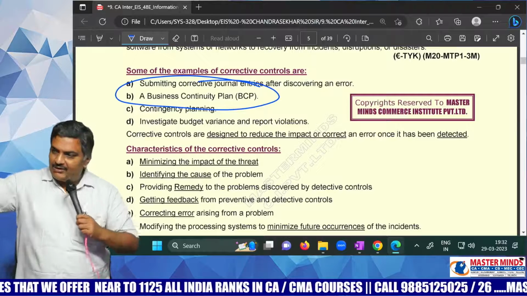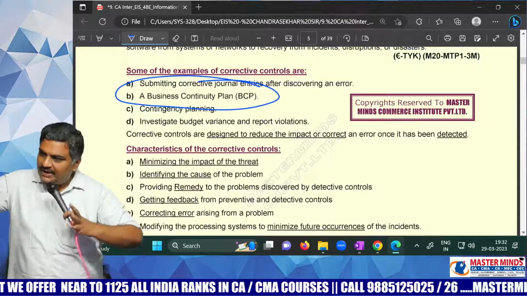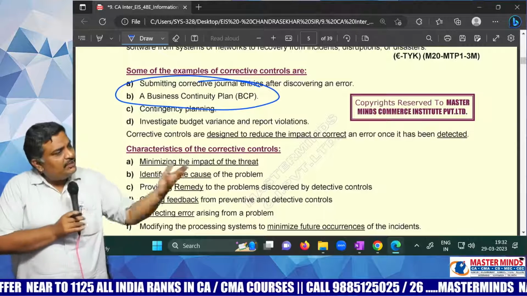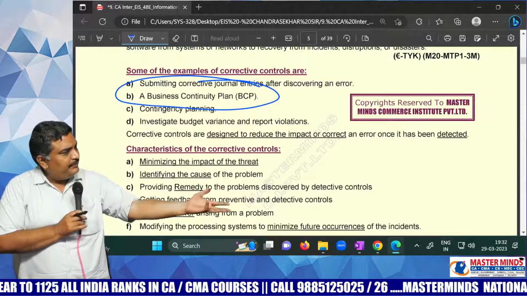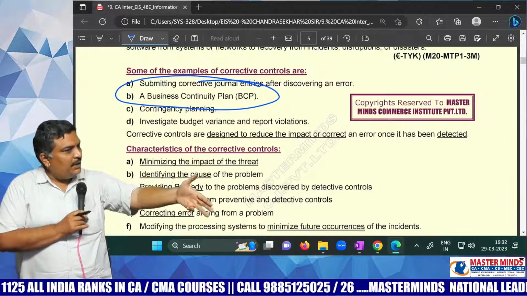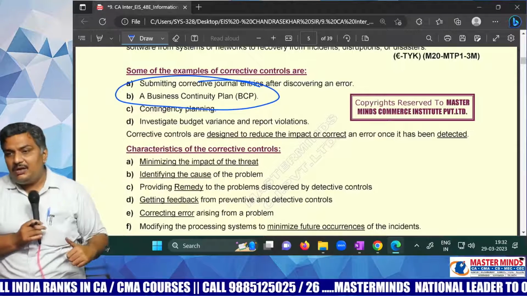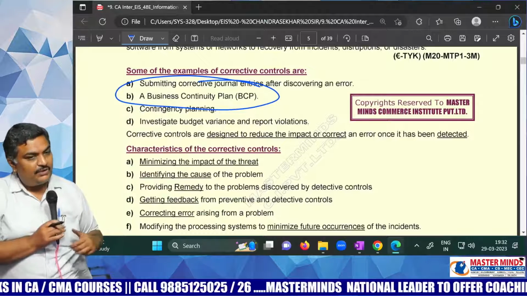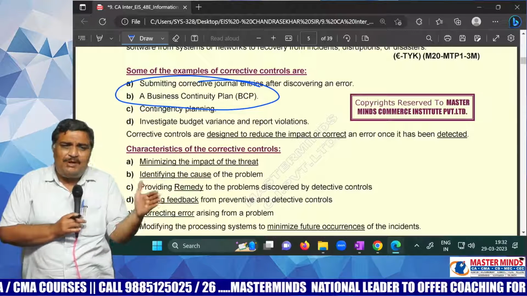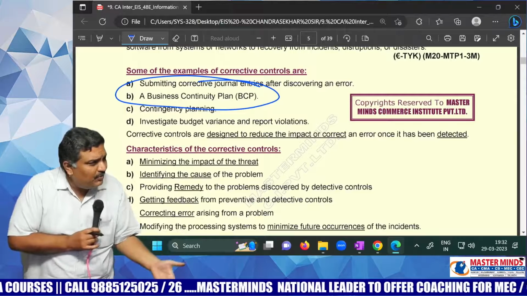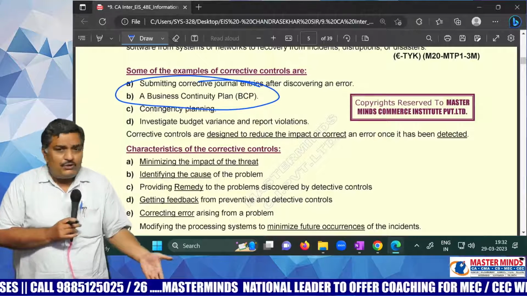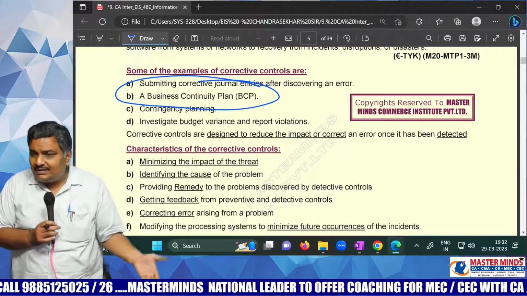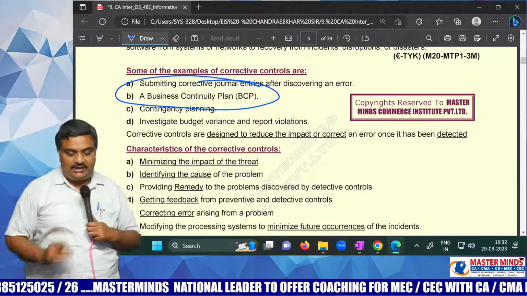Okay, really an earthquake happened, you lost your server. Fine. But you should have some corrective controls. You should have some backup server, or you should have a backup in the cloud. These things should be there. That is called corrective control. Corrective control means a mistake happened now, and you should do something now to correct it. That is called corrective control.